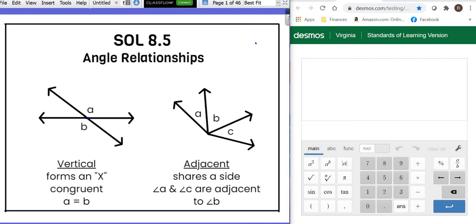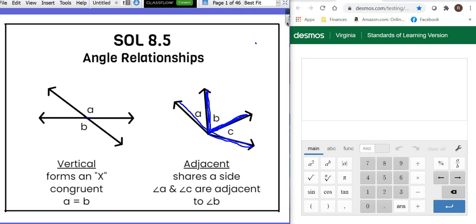Now let's talk about adjacent angles. That means you share a side. So for example, if someone said, what angle is adjacent to A? The answer would be B, because A and B share a side. Now if somebody said, what angles are adjacent to B? It would be both angle A and angle C, because they both share a side with angle B. So whenever an angle literally shares a side right here, that means they're adjacent. And these two angles also share a side right here.